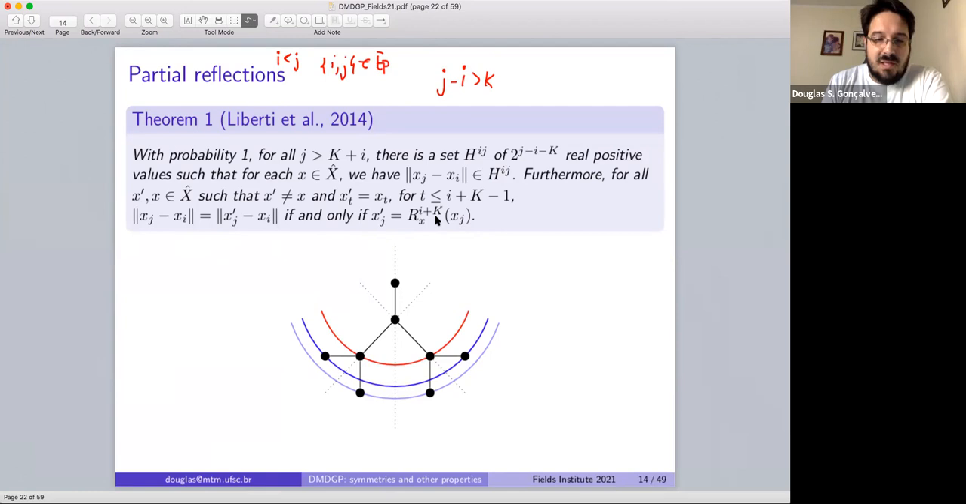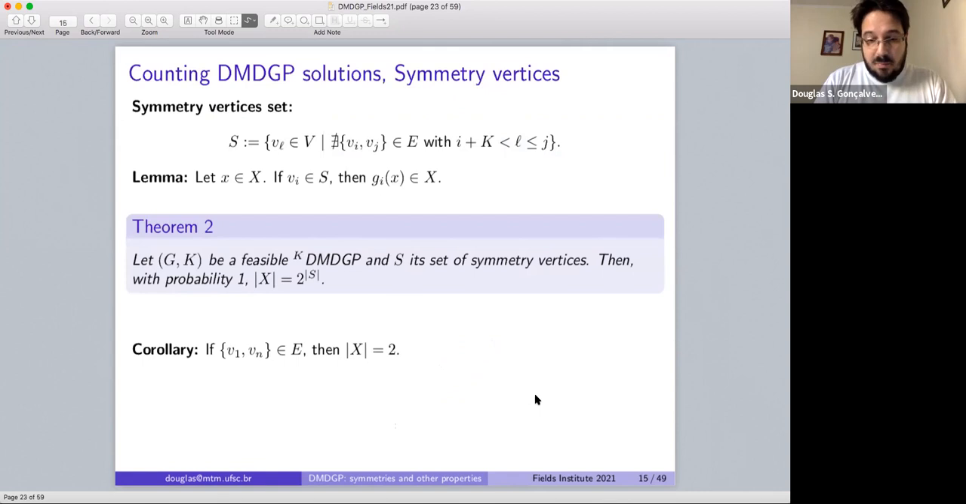What does it mean? It means that if I have a realization here for which the distance from 1 to 4 is this, in dark blue, then we're going to have another one with the same value of this distance if and only if it's the reflection of this position through this hyperplane, which is this one. And similarly, we have this for the second distance. And this is a very nice theorem which allows us to prove some nice properties concerning the number of solutions of a DMDGP instance.